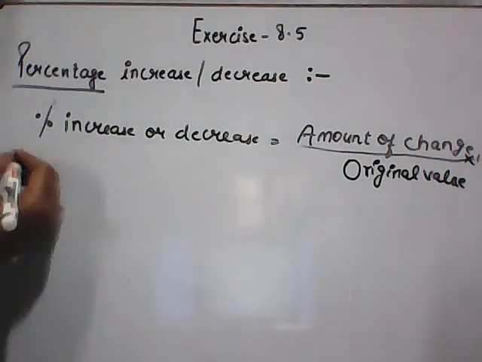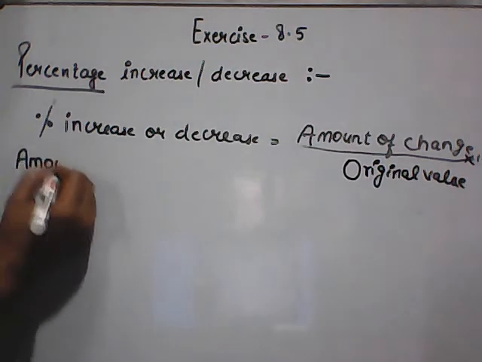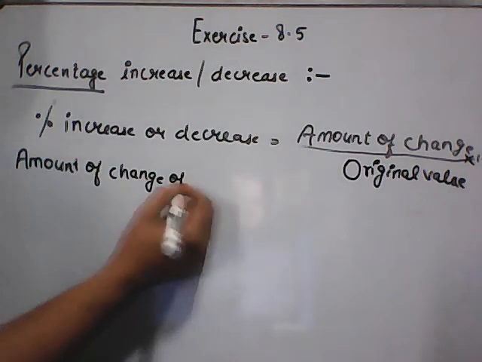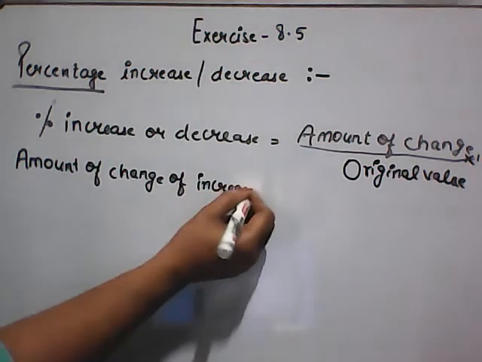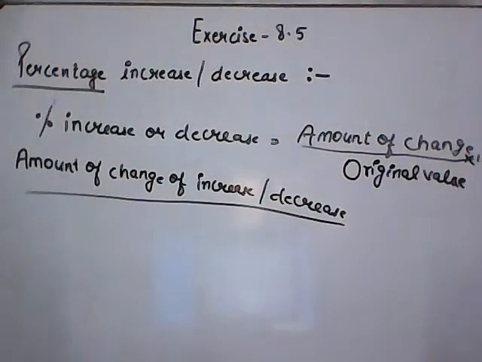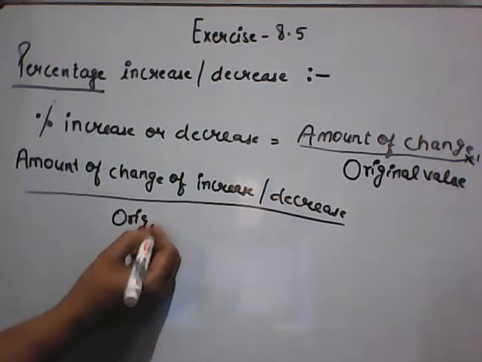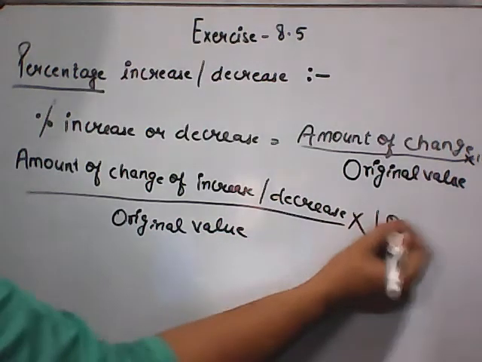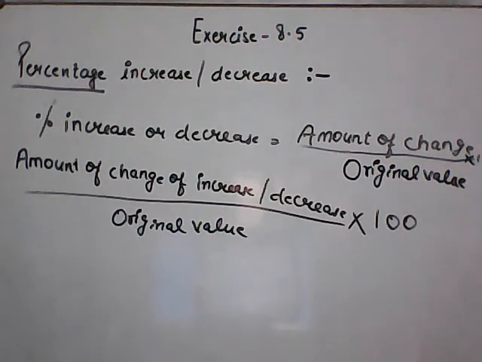In this way you can calculate amount of change. That means amount of change of increase or decrease, divided by original value, multiplied by 100. In this way you can calculate the percentage increase or decrease by using this formula. Let's start with the first question.